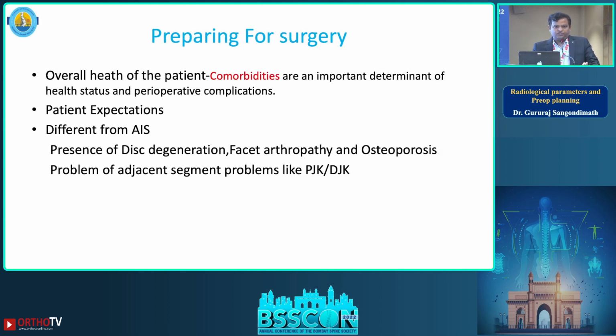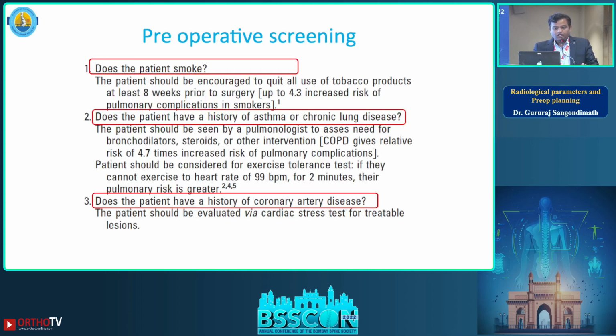So preparing for surgery in adult spinal deformity, we all know that basically these patients are elderly and they are having a lot of comorbidities. So we need to deal with them more than anything else other than the surgical part. To deal with these comorbidities and reduce the complications is the key. And we have to deal with patient expectations.